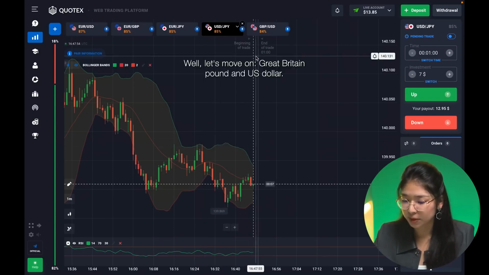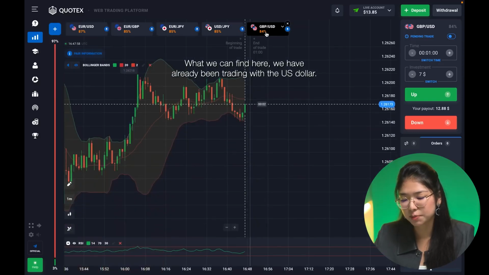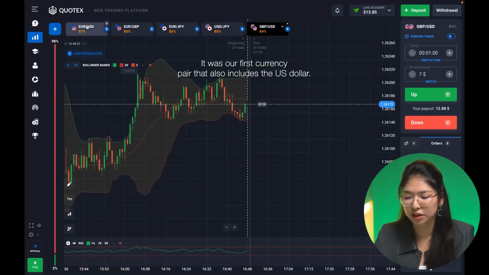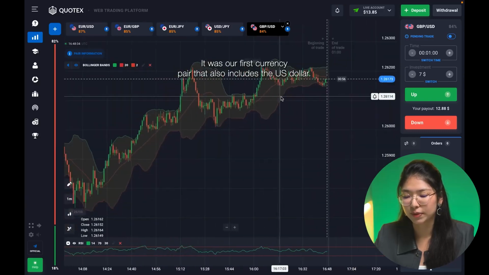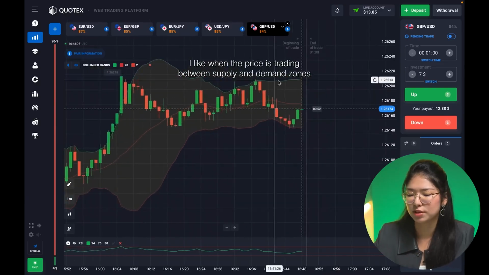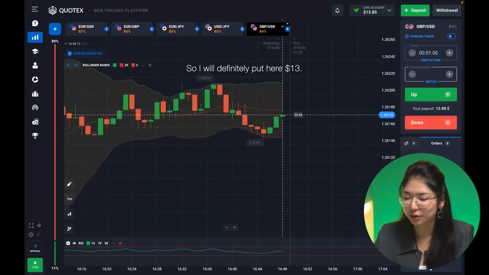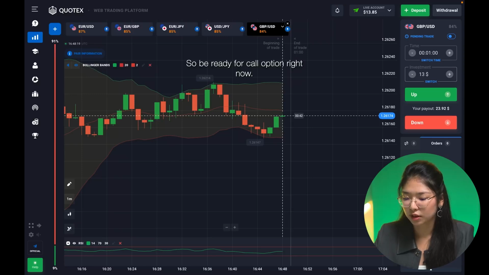So let's move on. Great Britain pound and US dollar. What we can find here? We have already been trading with the US dollar, and it was our first currency pair that also includes the US dollar. And I pretty like the situation. I like when the price is trading between supply and demand zones that can be profitable for us. So if we definitely put here $13, already 13, yes, not one. So be ready for call option right now.